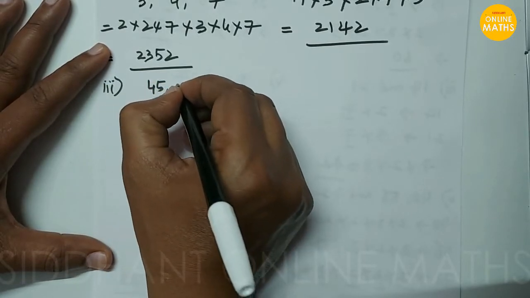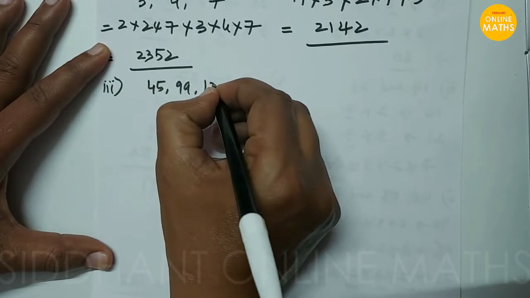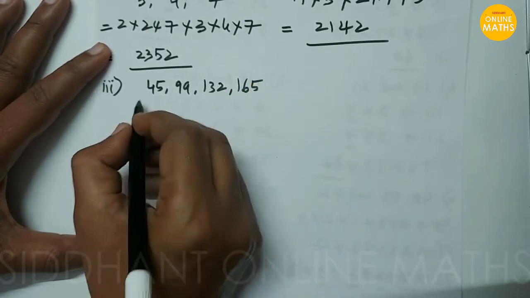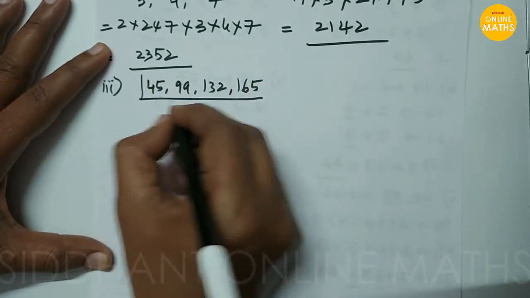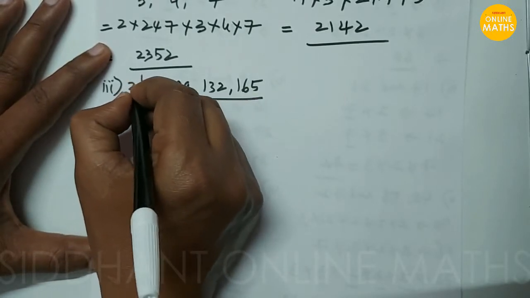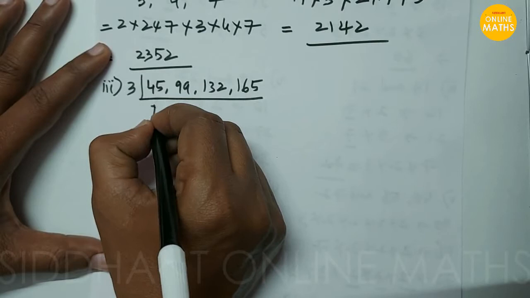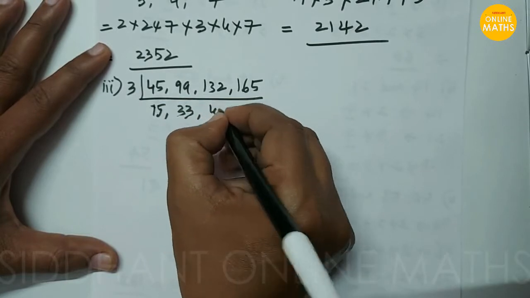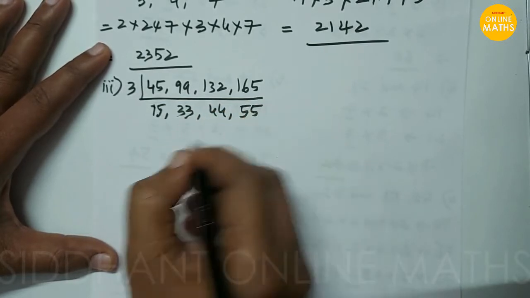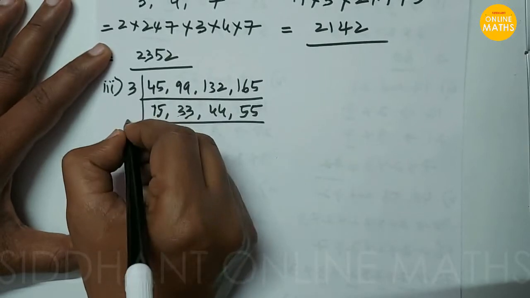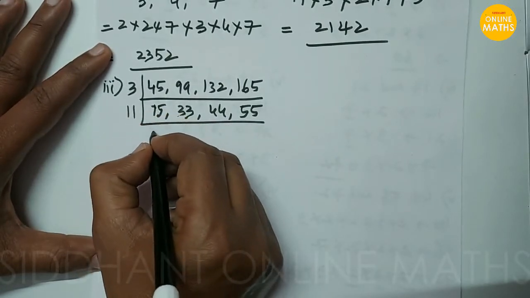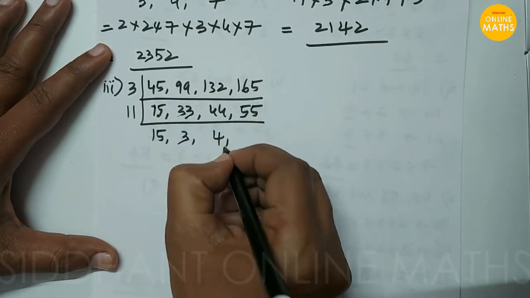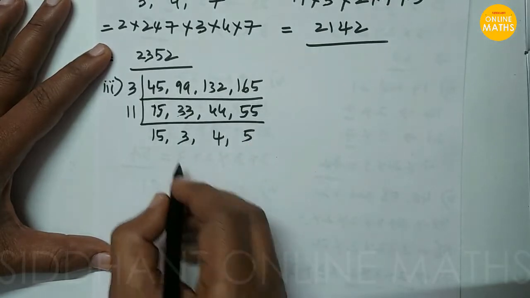Next, third one: 45, 99, 132, 165. So we divide it by 3 here, we get 15, 33, 44, 55. We divide it by 11 here, so it goes 15, then 3, 4 and 5.